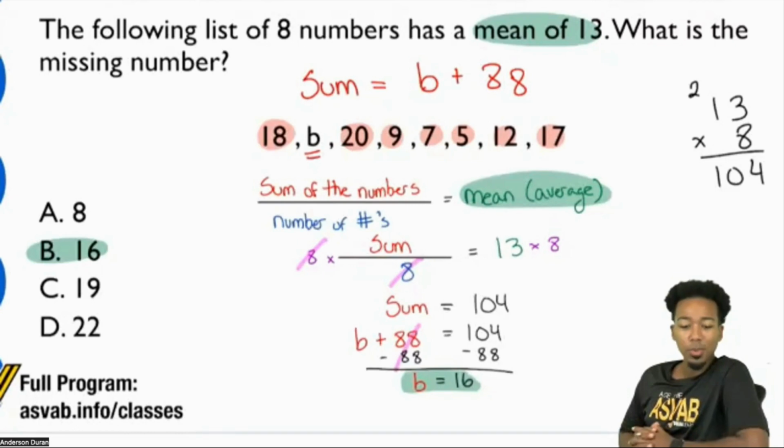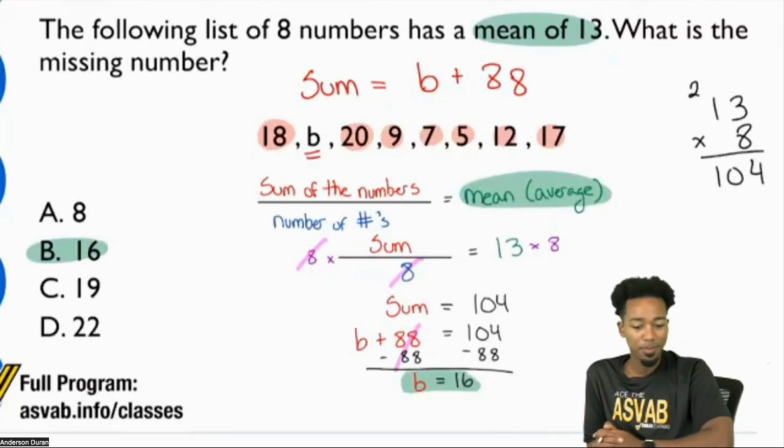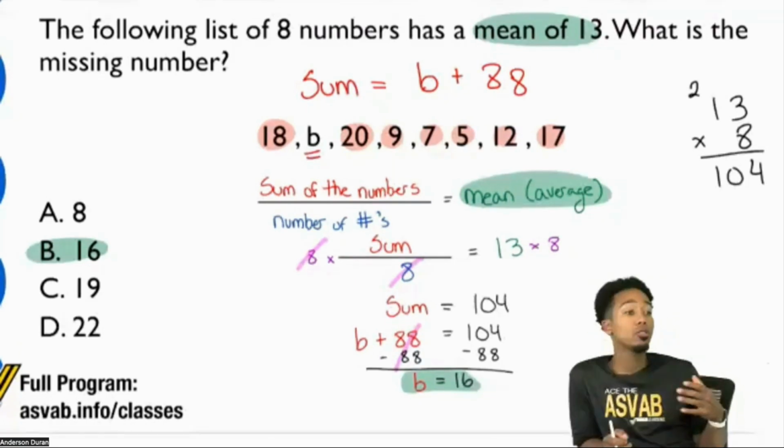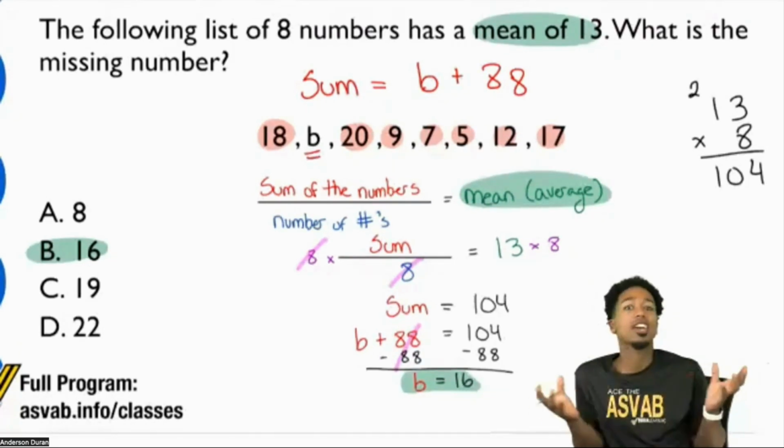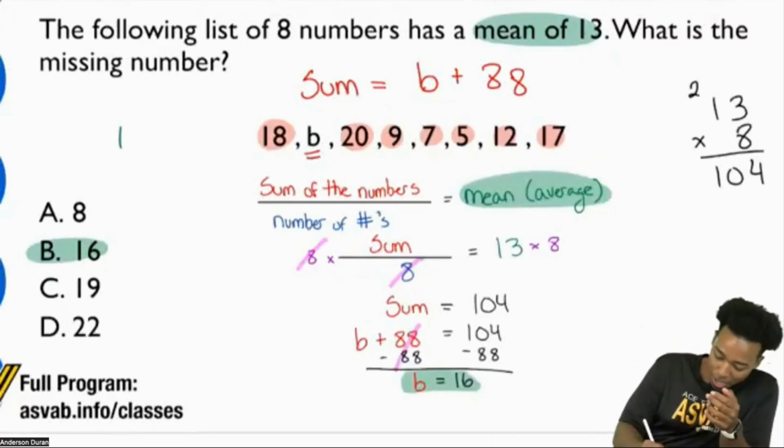Okay, so those of you that did it with the scale, did you still get 16? Good. And the thing is, when you get good at the scale, you might not even have to draw the actual scale anymore. You'll just start with a 13 and you can literally just go, okay, I got 13.